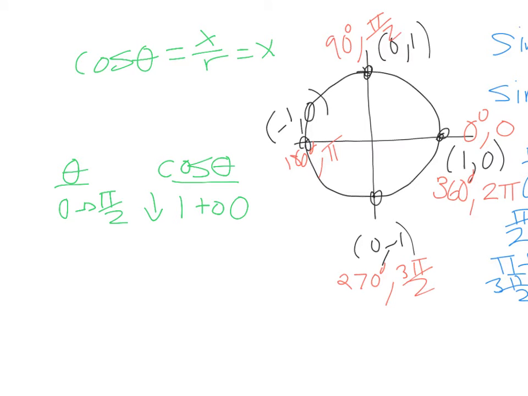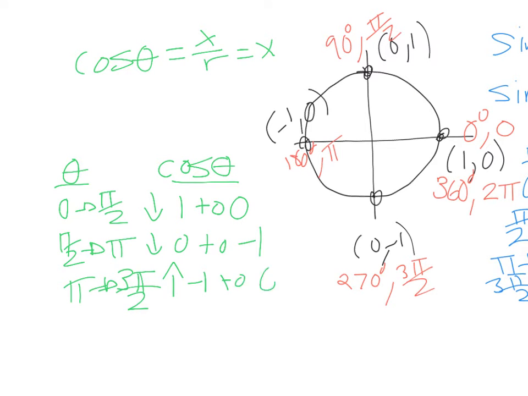And then going from 90 or pi over 2 to pi, the x coordinate is going from 0 to -1. So it's continuing to decrease. And then if we look at what's happening to the x coordinate from pi to 3 pi over 2, in other words from 180 to 270, it's going from -1 to 0, so it's actually now going up. So it's increasing from -1 to 0.